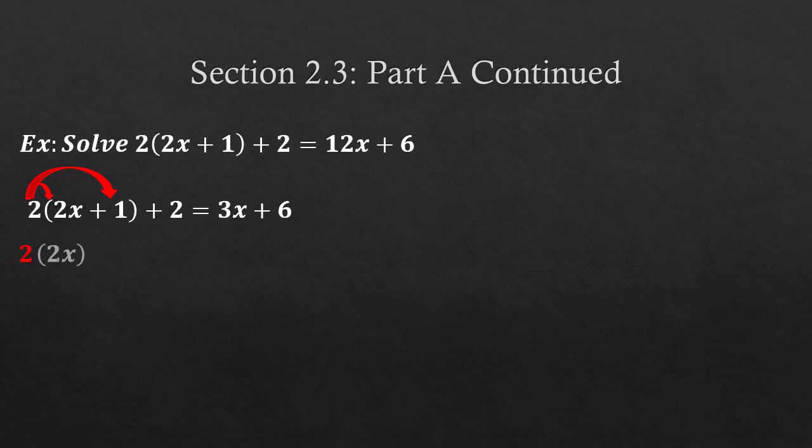2 times 2x. Bring your positive sign down. 2 times 1. Bring your positive 2 down that was already there, equals the right-hand side. That is the write-down step.